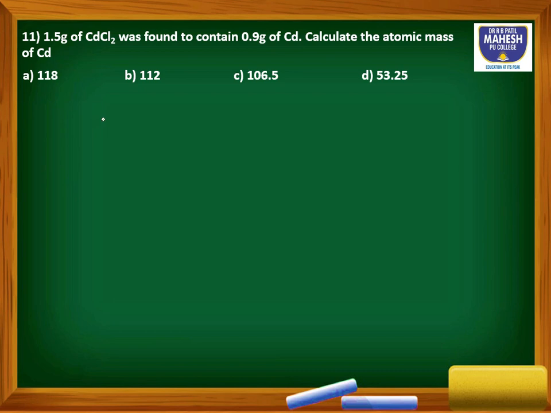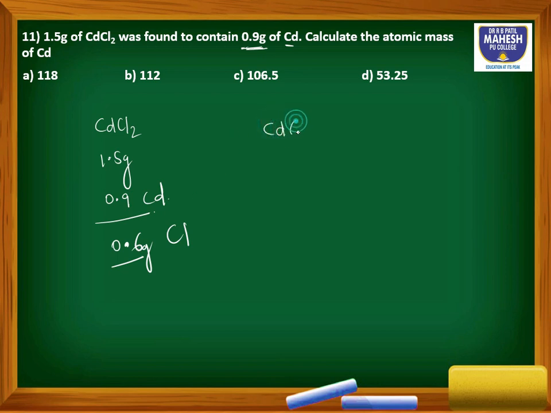Next question, 1.5 gram of cadmium chloride. So here we have 1.5 gram of cadmium chloride was found to contain 0.9 gram of cadmium. Calculate the atomic mass of cadmium. Okay, we are asked to calculate the atomic mass of cadmium. 1.5 minus 0.9 means it is 0.6. What is this? 0.6. This is nothing but chlorine, because in 1.5 gram, 0.9 gram cadmium is present. Then the remaining is going to be chlorine. So automatically it is going to be 0.6.